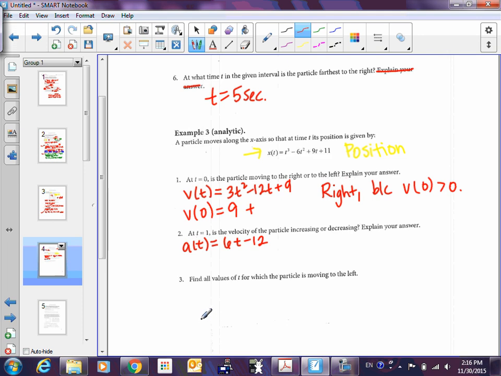I know right about this time in each class, it's like I'm just losing y'all. So I'm going to speed this up here. So we want to know at 1. So 6 times 1 minus 12. That's negative 6. So negative, that implies decreasing. So decreasing because, and now here you could write a of 1. You could write v prime of 1 is negative. You could say is negative. You could say less than 0. That's where you have a little bit of choice here how you want to do it.